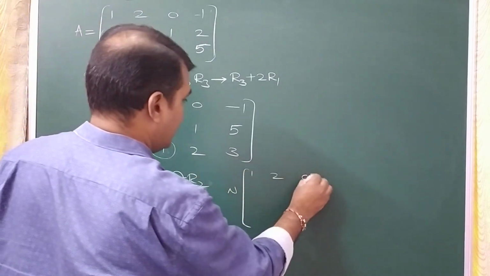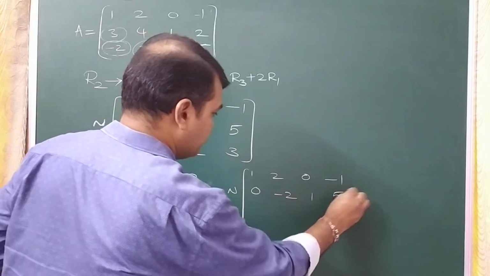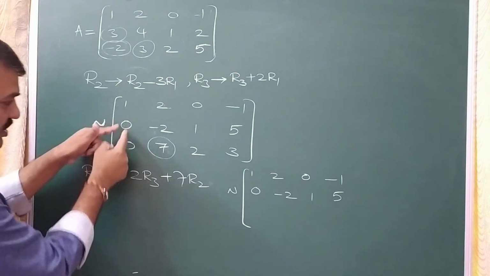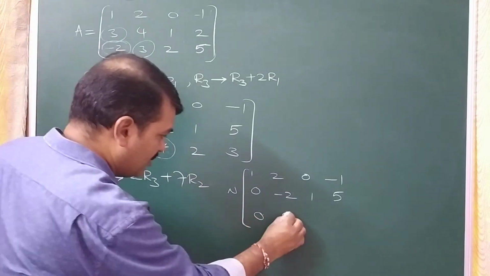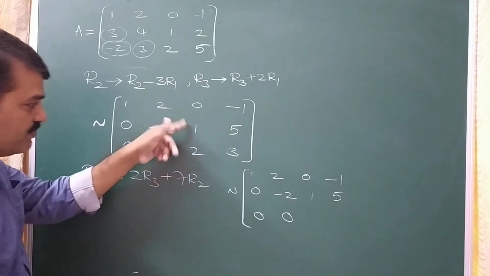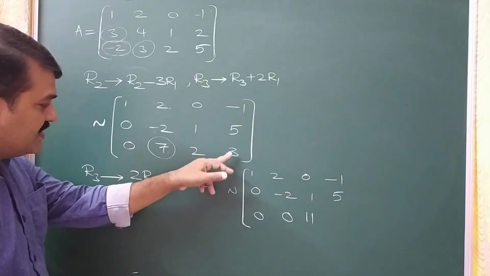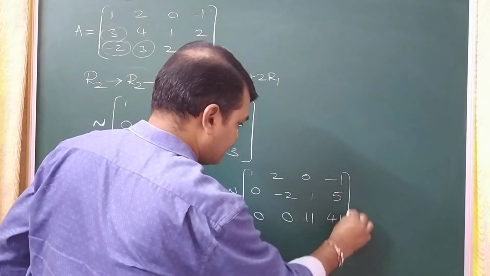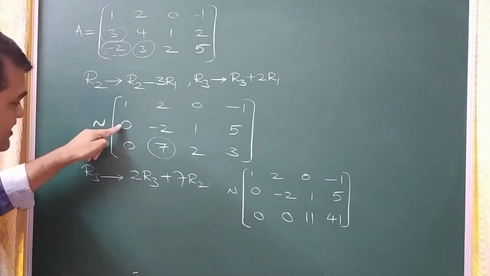First row, same. Second row, again same, we are not changing. Third row, 2R3 plus 7R2, 0. Next, 2R3, 4 plus 7R2, plus 7. Next, 2R3, 6 plus 7R2 means plus 35. So it is 41. My two steps are completed. Getting 0 in these two places, done.